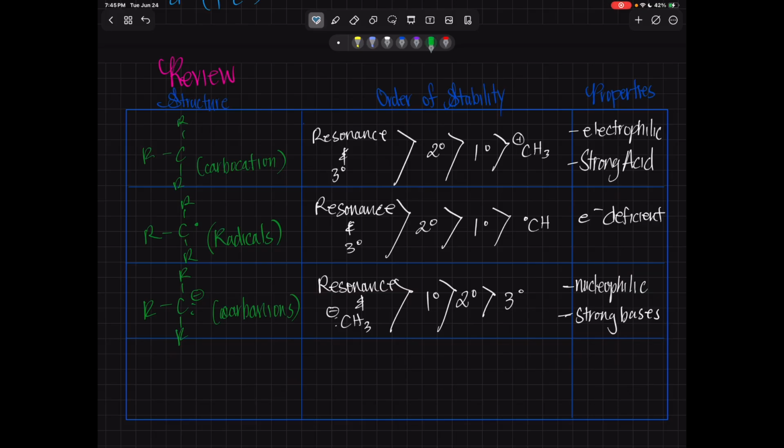Last, we have carbenes, which have no order of stability because they're just so unstable. And for properties, they are both nucleophilic and electrophilic.